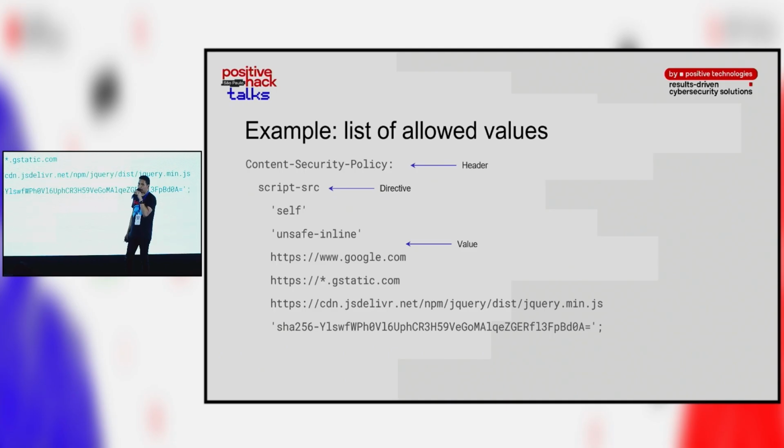We can also allow all files from a specific domain. We can even use wildcards in the subdomain. We can also tell the browser to allow a specific file name from an external domain, and we can even use hashes that tell the browser that scripts whose content matches the hash are allowed. So we have several ways to allow scripts.